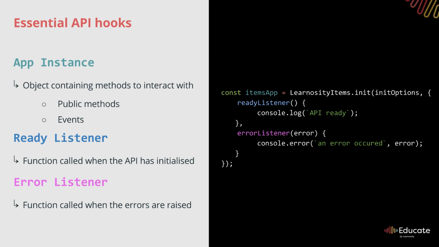If we look a bit more in detail at the last bit here, there are a few essential parts that we need to remember for the rest of the talk. So the first one is the app instance. When you call init, it returns an object, which we call the app instance, and you will use that to call public methods and listen to events. So that's unique to the instance that you just called. Then we have the ready listener. This is a function that will be called when the API has finished loading.